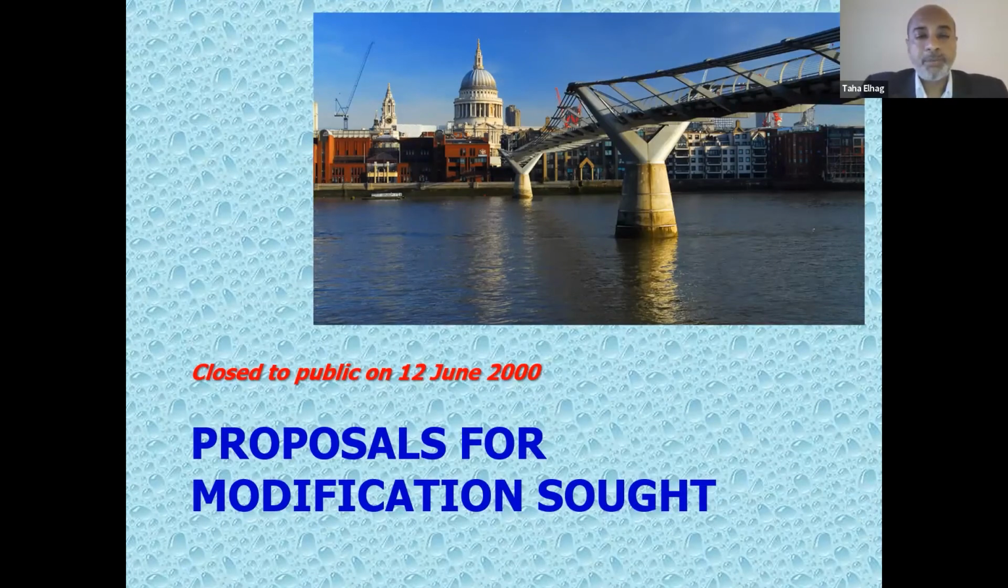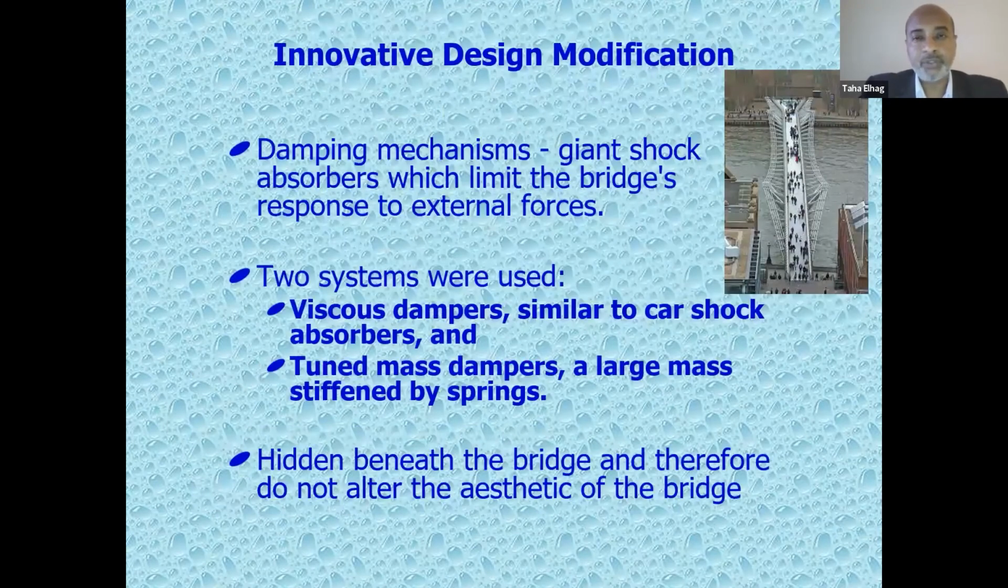So the bridge opened on the 6th of June, and 6 days later it was closed because of that problem. And they came up with these 3 different proposals. And the innovative solution for this innovative problem was to have some damping mechanisms under the deck of the bridge. And they put there 2 different types of dampers, and these are just like the shock absorbers of any car.